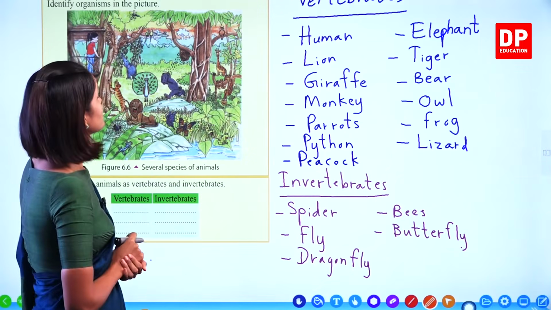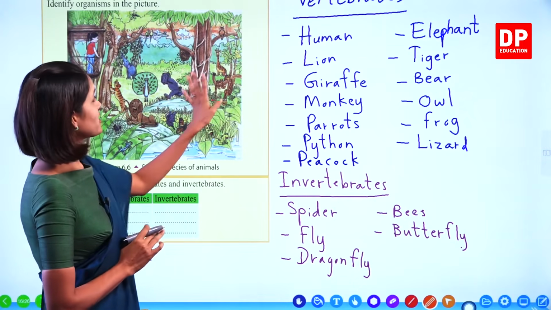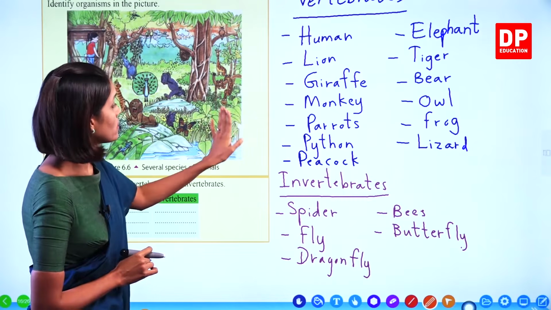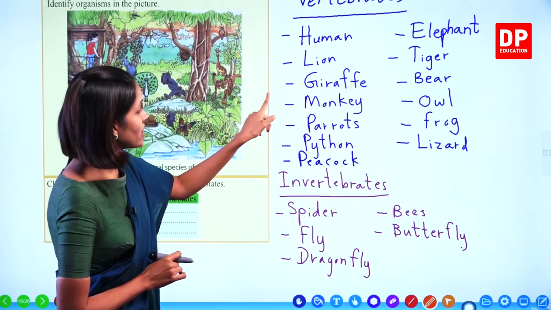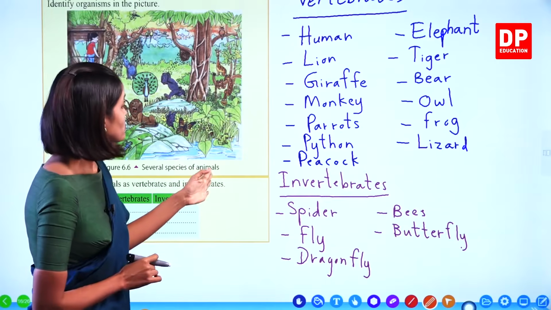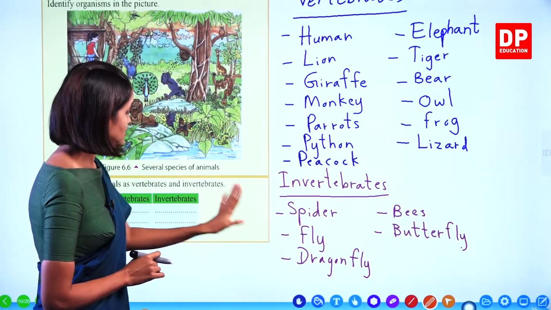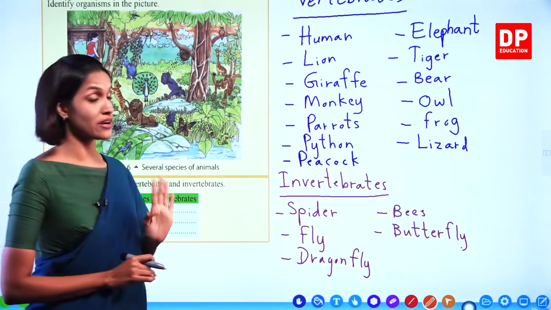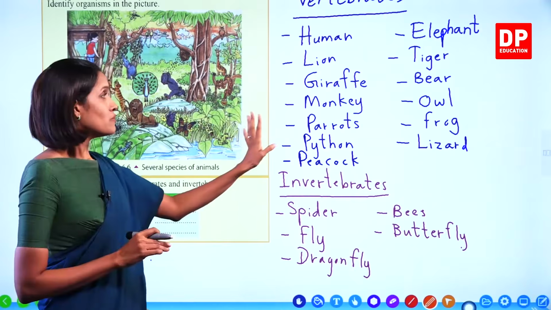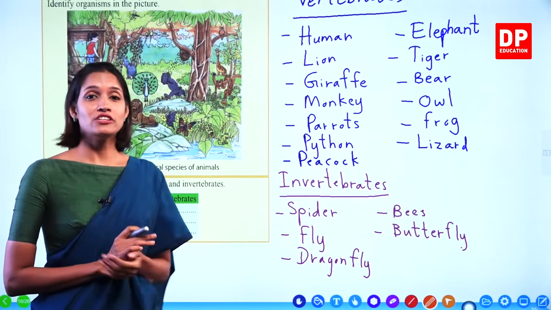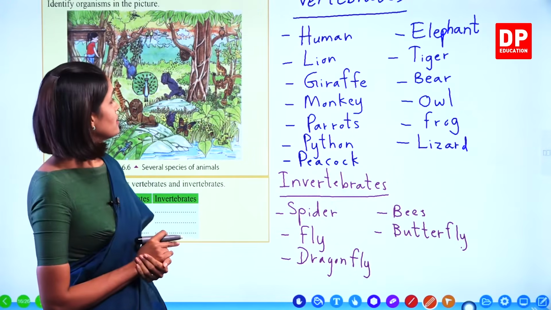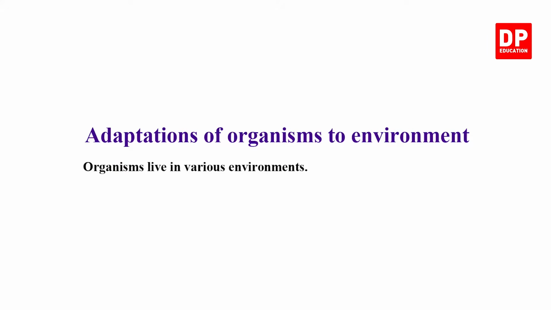Okay, children? So, what are the vertebrates? Human, lion, giraffe, monkey, parrots, python, peacock, elephant, tiger, bear, owl, frog and lizard. Right? Invertebrates, spider, fly, dragonfly, bees and butterfly. Okay, children? So I hope you got this correct, because by the time you come to do this activity, you all have much knowledge about vertebrates and invertebrates. Okay? Right. We will move to the next one.